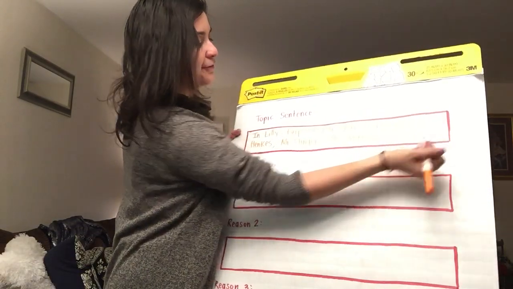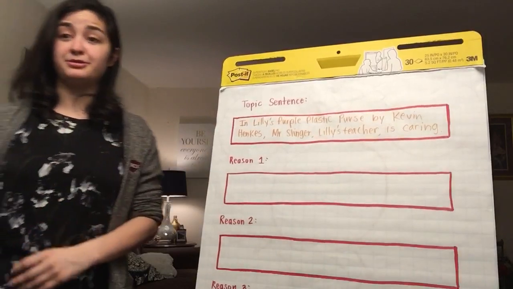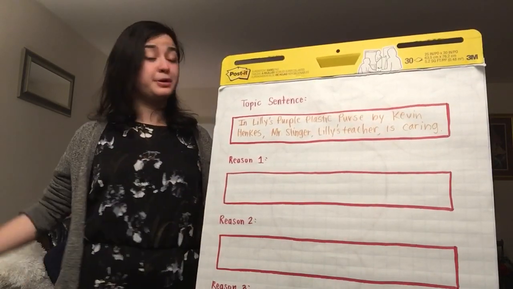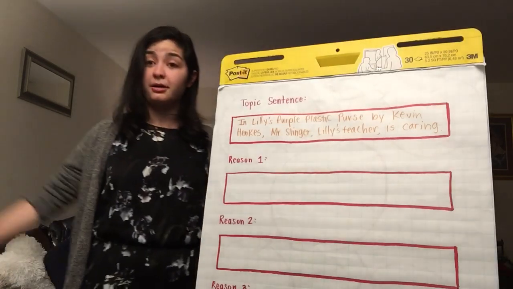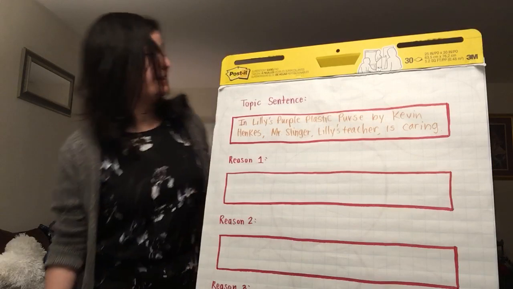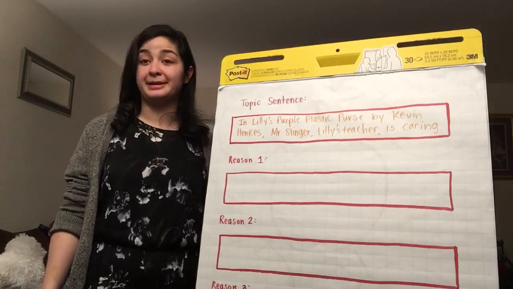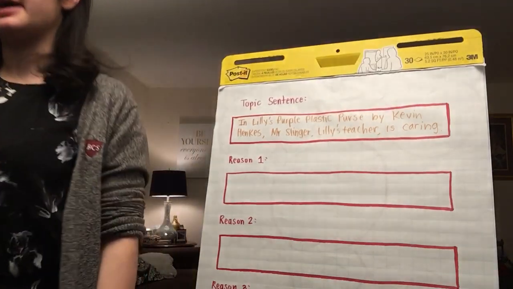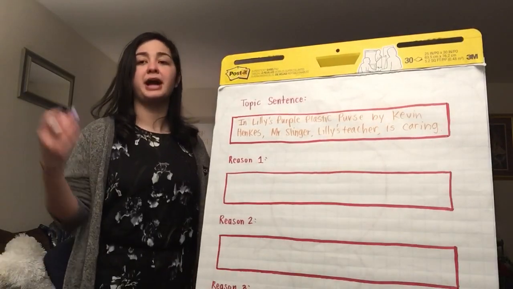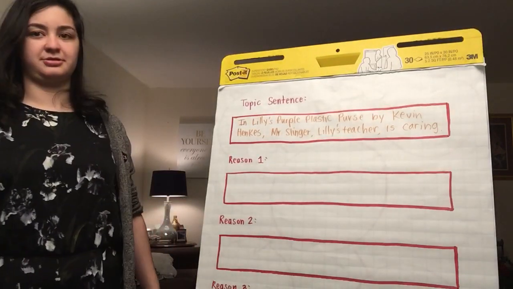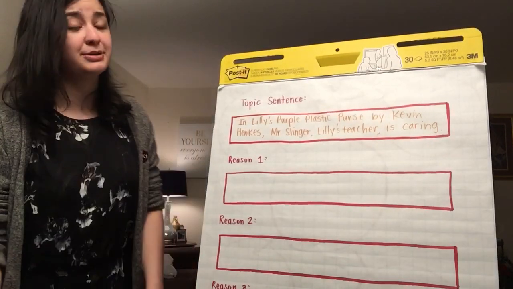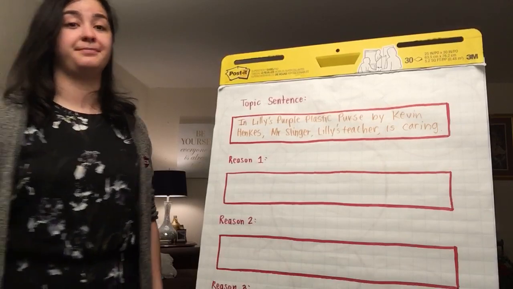Aww. Now from this sentence, I know that Mr. Slinger is in the book, Lily's Purple Plastic Purse. I know the book was written by Kevin Henkes, and I know that the writer, which is me for now, thinks Mr. Slinger is caring. We have to back that up with examples. Why or how do we know that Mr. Slinger is caring? It is not enough to just say that he is. So now we have to prove it.